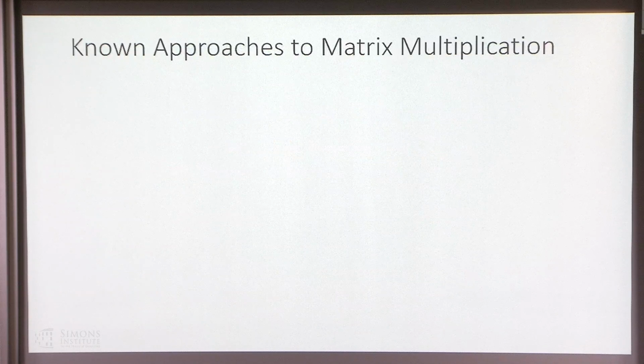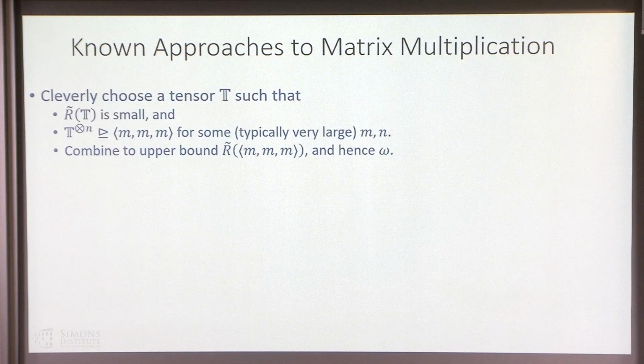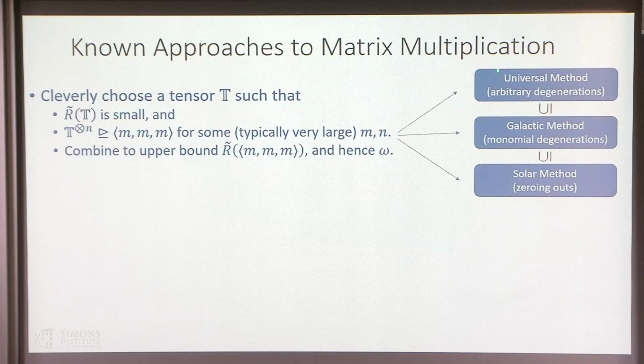And now, the known approaches are like this. You take some tensor that you really understand, whose asymptotic rank is tiny. You take a tensor power, you degenerate to some matrix multiplication tensor, and then you combine these two methods to get the bound on omega. And the degeneration you use can vary. It can be the universal method, galactic, and solar method.